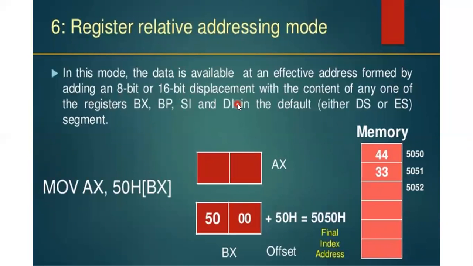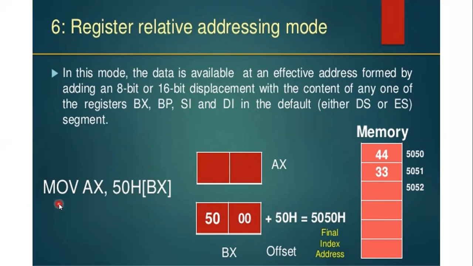Next one is register relative addressing mode. In this mode, the data is available at an effective address formed by adding an 8-bit or 16-bit displacement with the content of any one of the registers BX, BP, source index and destination index, in the default segment, either data segment or extra segment.